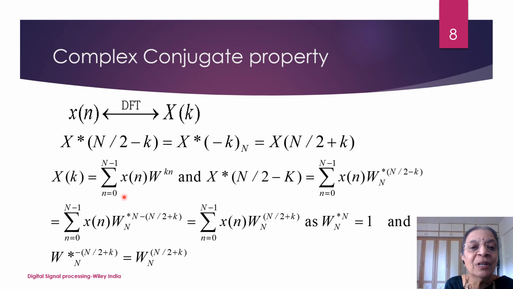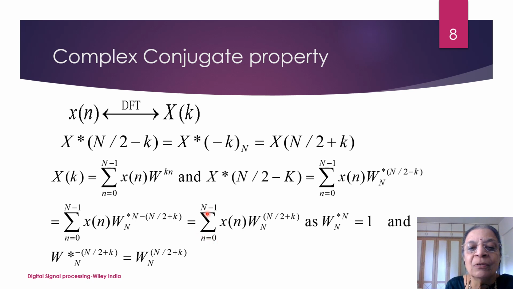So in order to prove this, we are calculating X(k). This is the formula for X(k). Now what will be X star of N/2 minus k? Here star is representing the complex conjugate because the corresponding DFT coefficient is complex. So X star of N/2 minus k, you write it as the summation of n from 0 to N minus 1, x(n) W_N star to the power N/2 minus k. Now this W star of N/2 minus k, I can also write it as W_N to the power minus N/2 plus k.